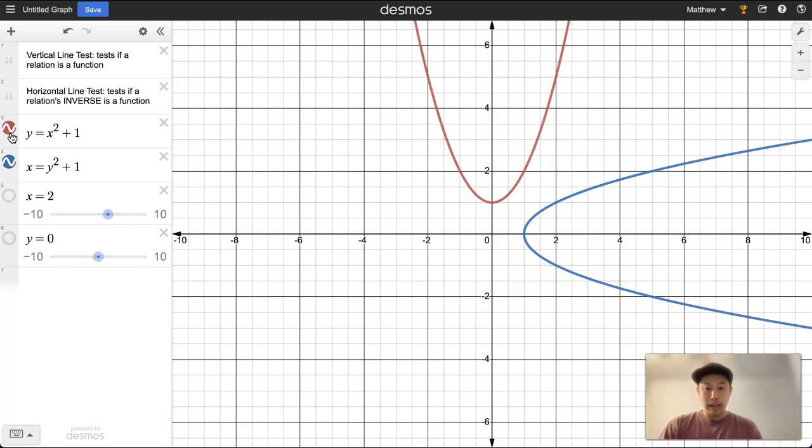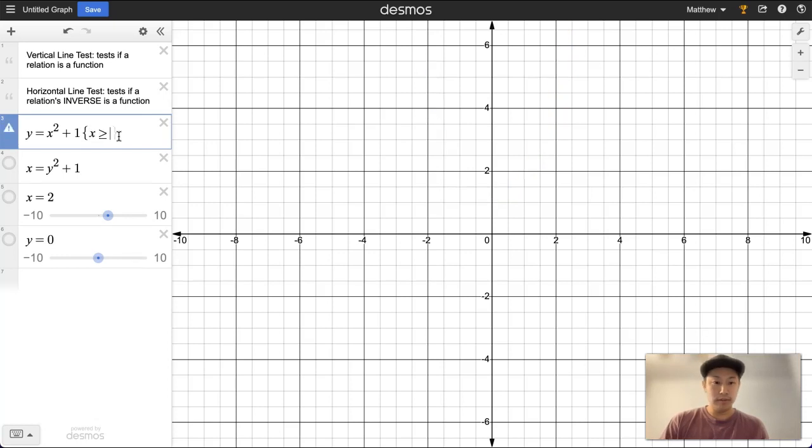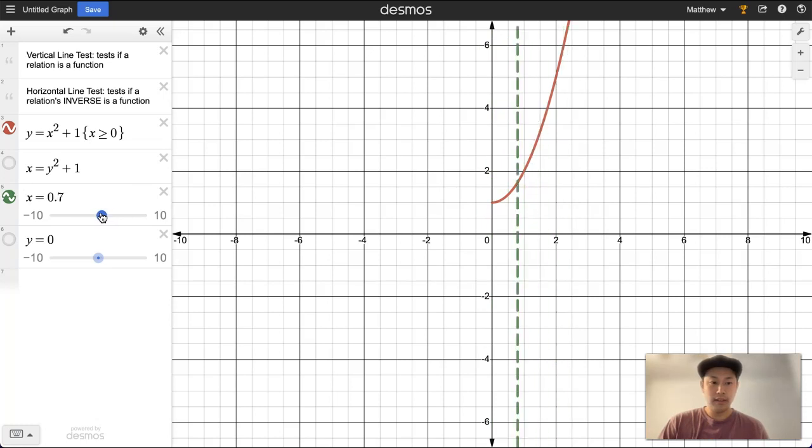We have to restrict the domain so that when we graph the inverse, it will then pass the vertical line test. I'm going to start here. If I'm able to cut off half the parabola, let's say I just want x greater than or equal to 0, so I'm just showing the right side of the parabola, it's still a function. It passes the vertical line test. And its inverse now will look like this.